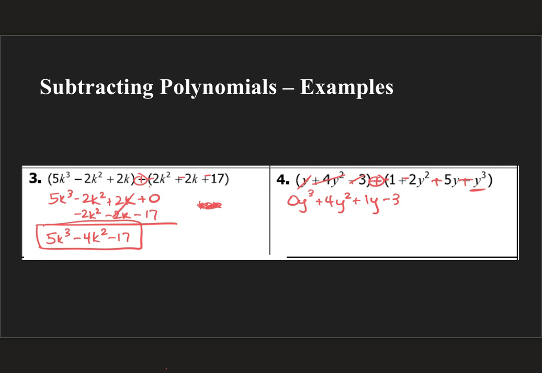So I start with minus 1, so it goes under the 3, minus 2y squared, plus 5y, and then plus y cubed. I can put 1 there. And then when I add them, I got 1y cubed plus 4 minus 2 is 2, so 2y squared plus 6y and minus 4. So that's how I do that when there's a subtraction sign.